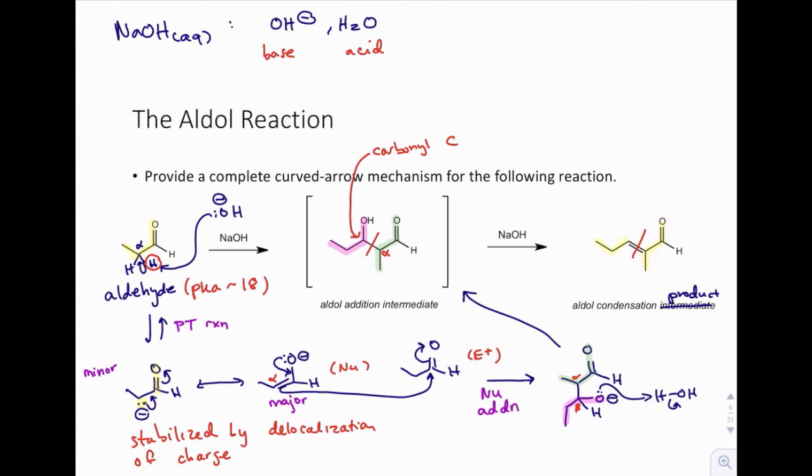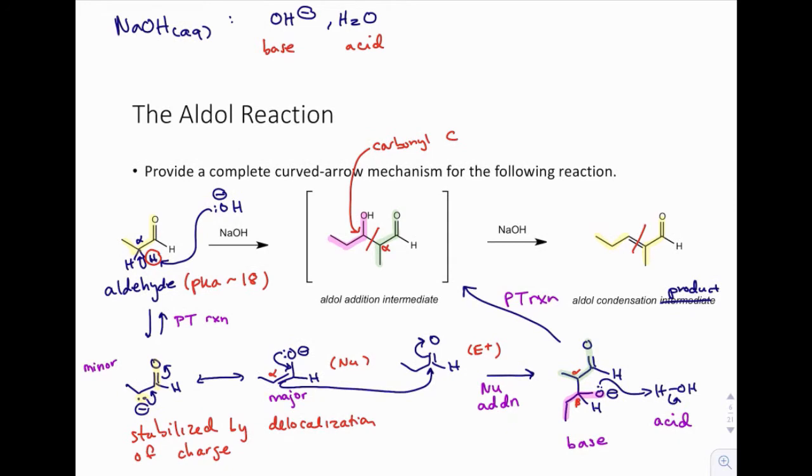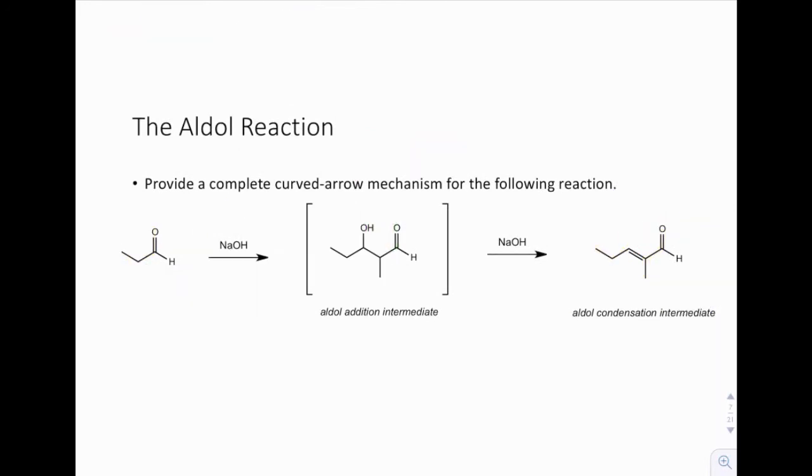After that, we had another proton transfer reaction, this time where we had the alkoxide species acting as a base, and we had water acting as our proton source, our acid. Even though water is a weak acid, it can act as a proton source in basic solution. Now let's take a look at formation of the aldol condensation product.